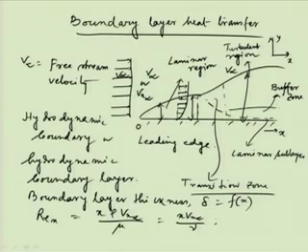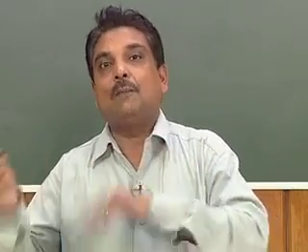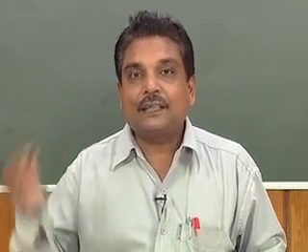As we have already discussed a little bit, there is a range of the Reynolds number Rex from 10 to the power 5 to 5 into 10 to the power 5. Below 10 to the power 5 it is called laminar, above 5 into 10 to the power 5 it is called turbulent, and between 10 to the power 5 and 5 into 10 to the power 5 it is called the transition zone.